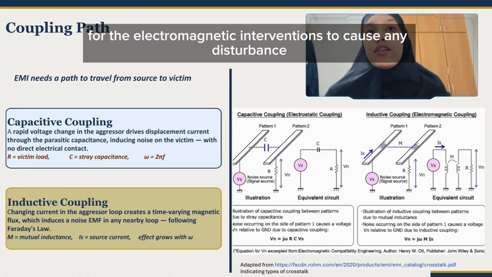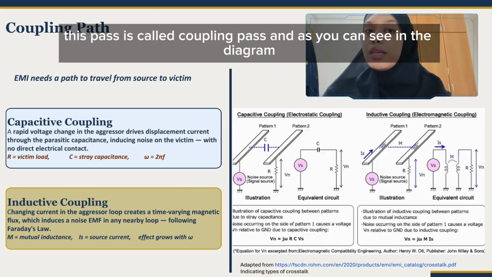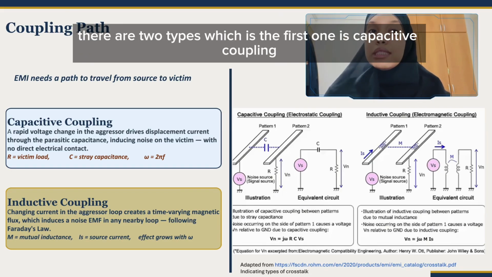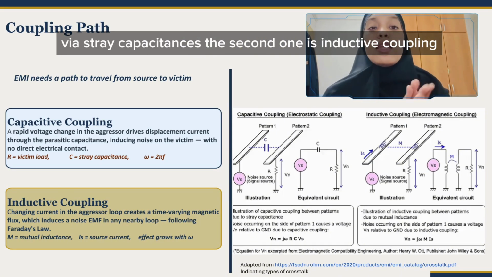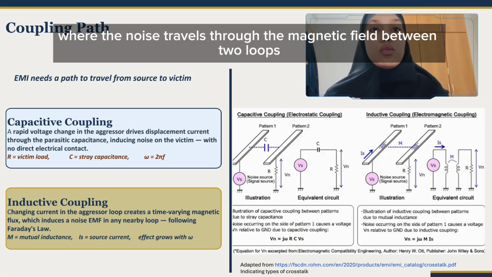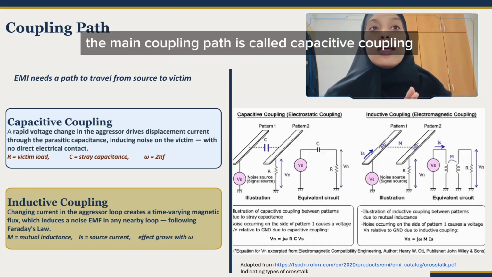For the electromagnetic interference to cause any disturbance, it needs a path to go through. This path is called the coupling path, and as you can see in the diagram, there are two types. The first one is capacitive coupling, where the noise travels through the electric field between two conductors via a stray capacitance. The second one is inductive coupling, where the noise travels through the magnetic field between two loops via mutual inductance. In our experiments, the main coupling path is capacitive coupling.